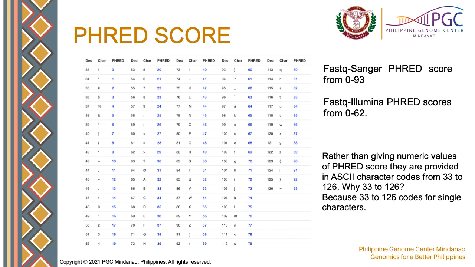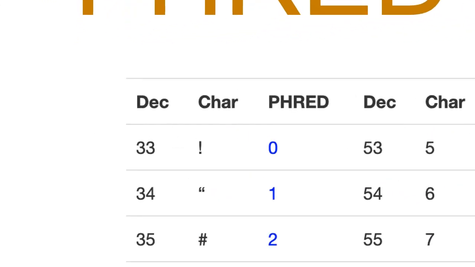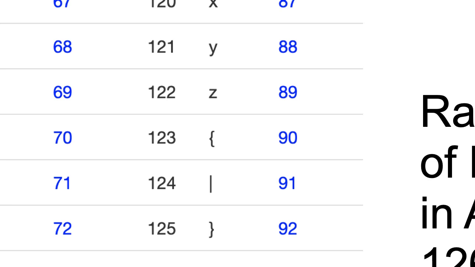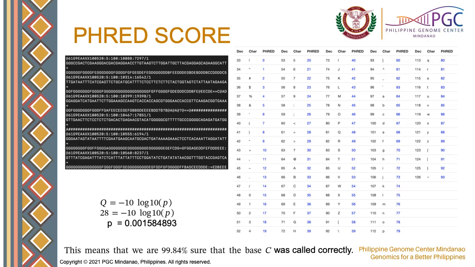FASTQ Sanger utilizes scores from 0 to 93, while FASTQ Illumina uses scores from 0 to 62. The 0 in each Phred score maps to ASCII character 33 or the exclamation point. If the Phred score is 90, then it maps to ASCII character 123 or the left curly brace. Why don't we try an example?